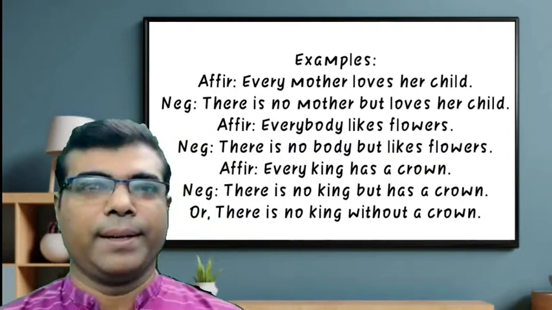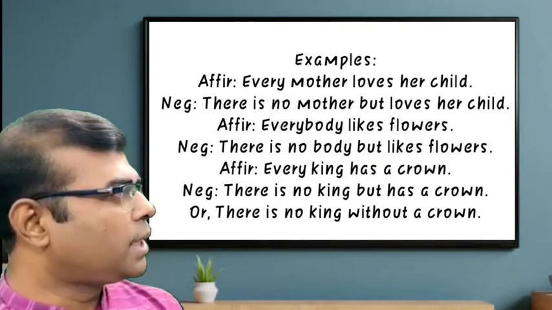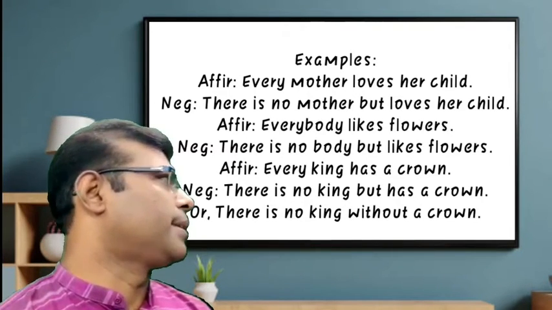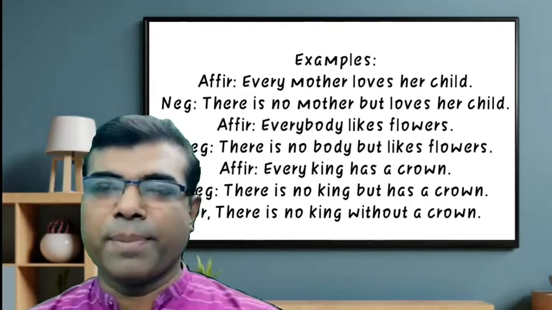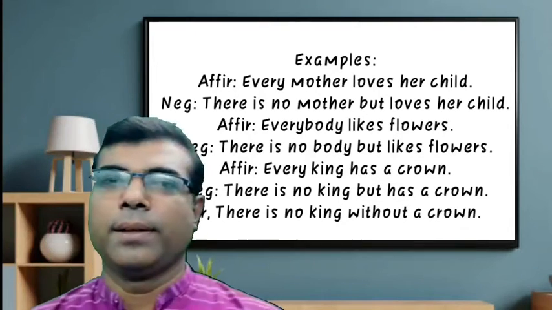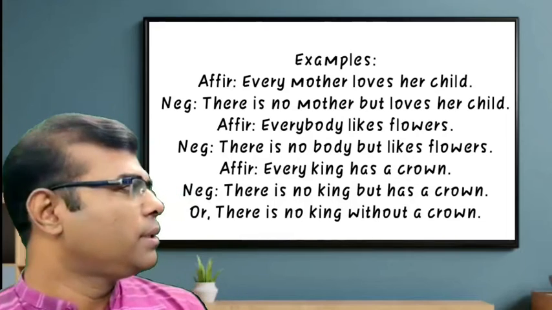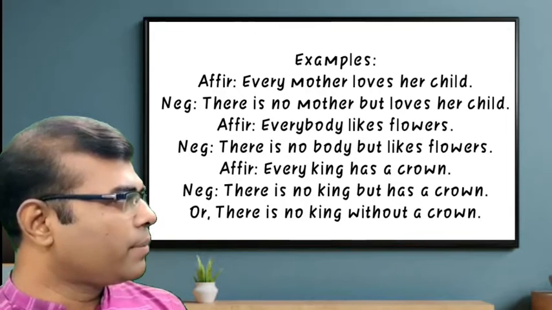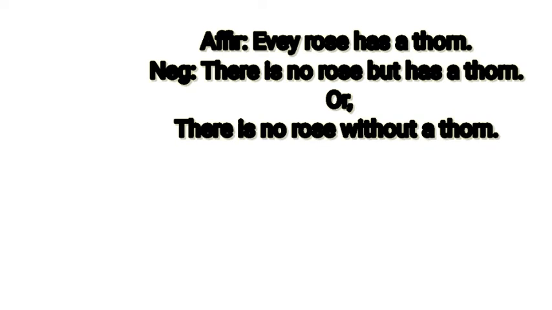I am telling these sentences again. Every mother loves her child. There is no mother but loves her child. Everybody likes flowers. There is nobody but likes flowers. Every king has a crown. There is no king but has a crown, or there is no king without a crown. Every rose has a thorn. There is no rose but has a thorn, or there is no rose without a thorn.